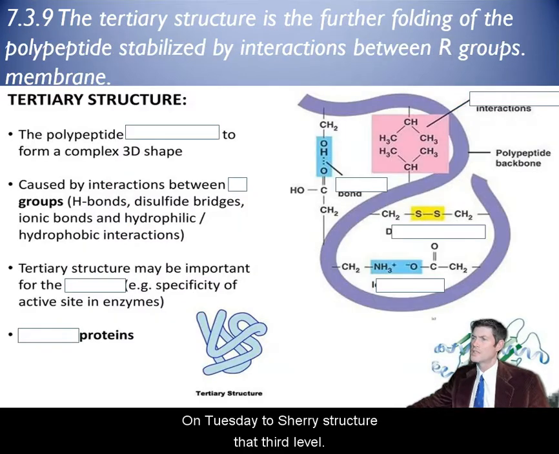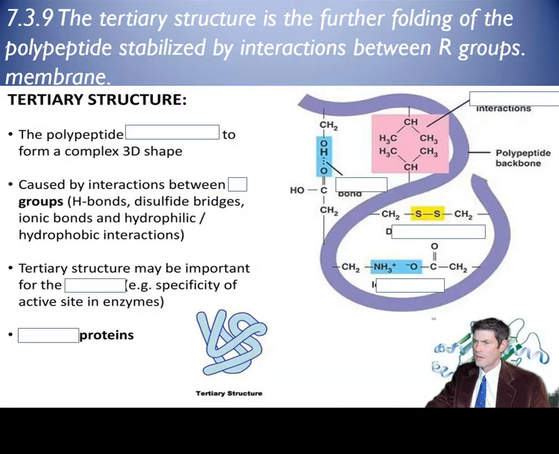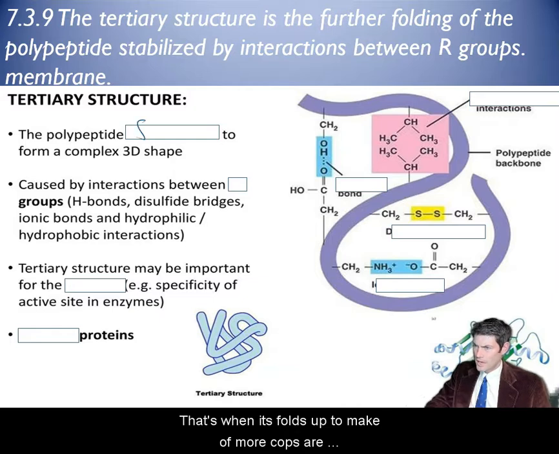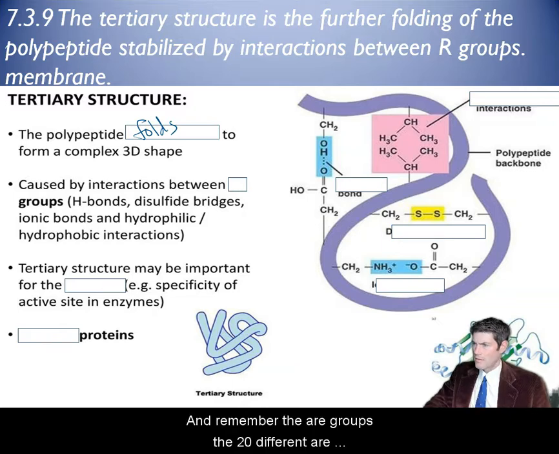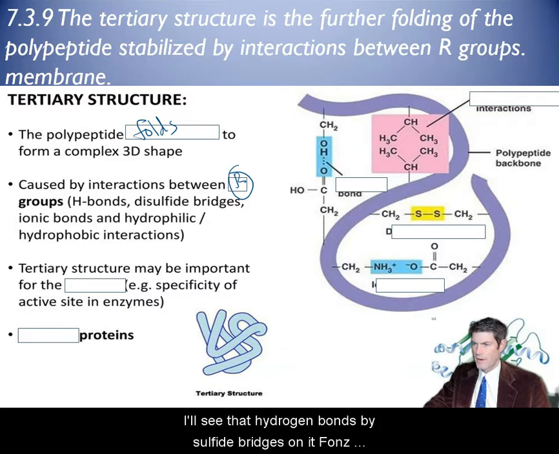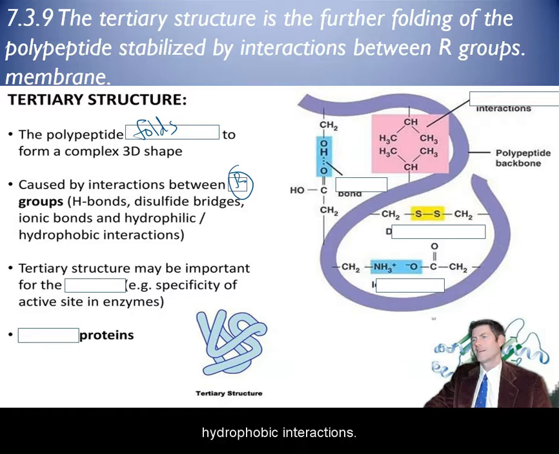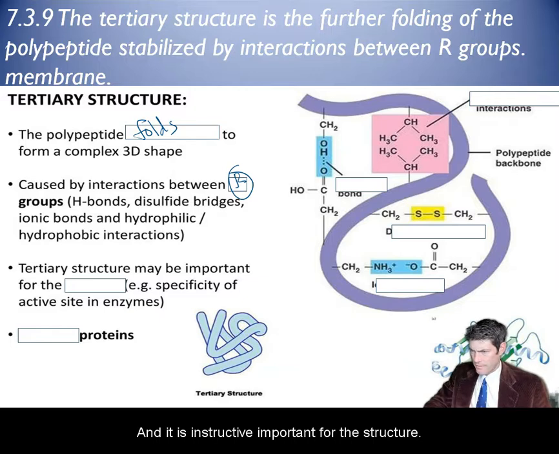On to tertiary structure, that third level. That's when it folds up to make something more complex. We're getting more and more complex here. And remember the R groups, the 20 different R groups, and the interactions between these R groups. We'll see hydrogen bonds, disulfide bridges, ionic bonds, hydrophobic interactions. And it is important for the function.